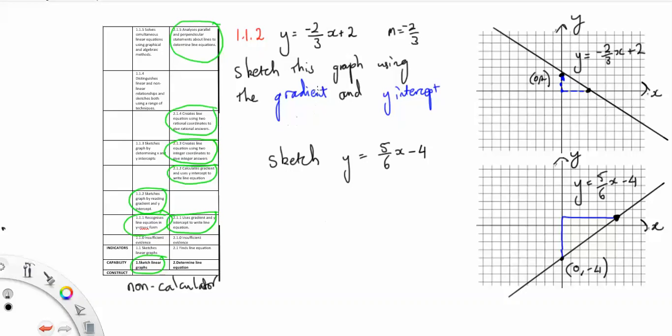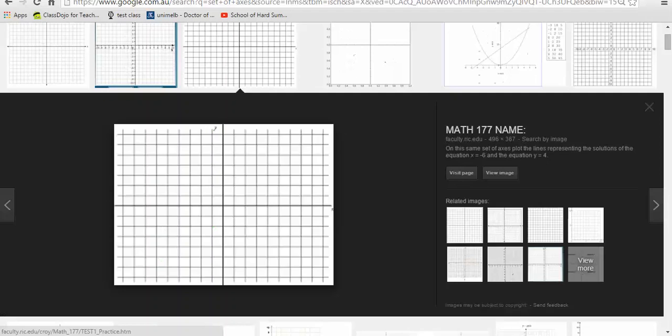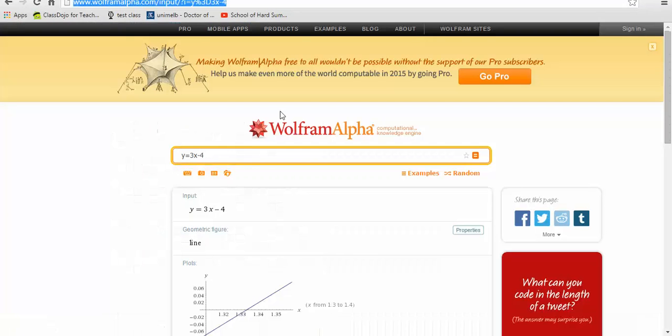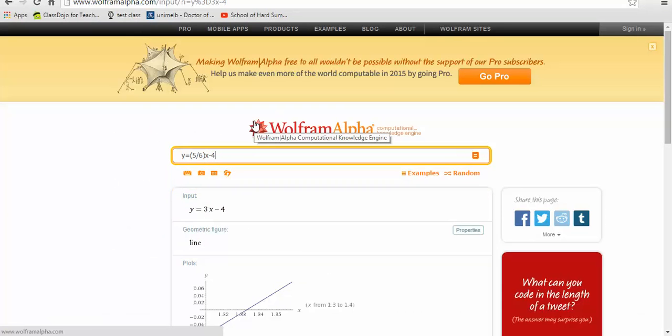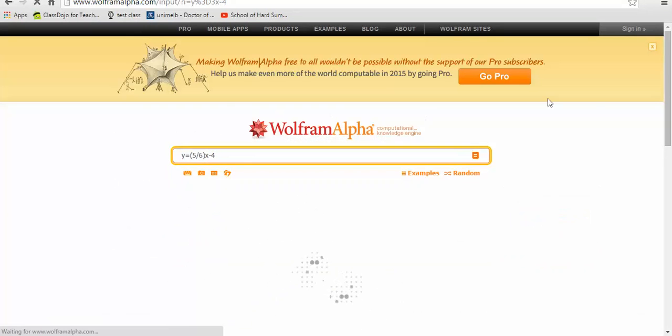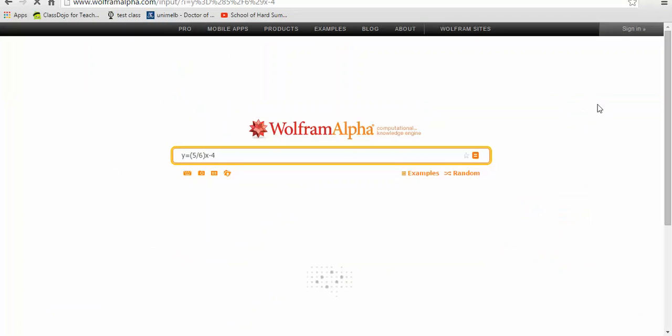It'll tell you to use the gradient and y-intercept to do this. So it'll tell you exactly what it wants. You can check your answer. Go to Wolfram Alpha. Type y equals 5/6x minus 4, and it'll draw your graph. It will definitely draw your graph.